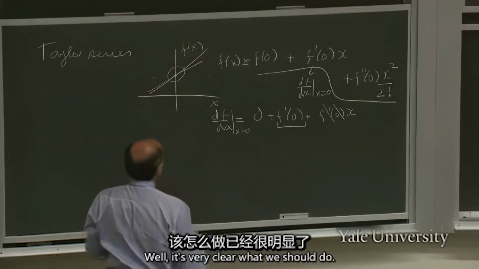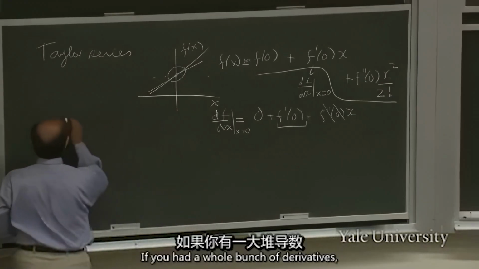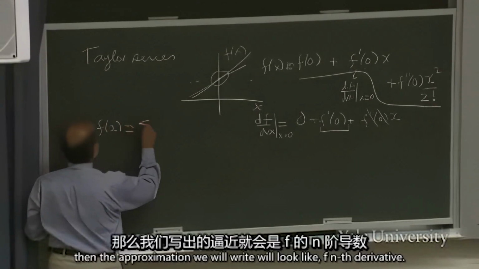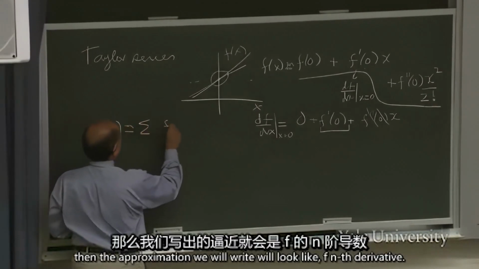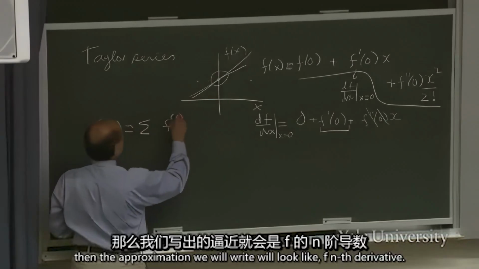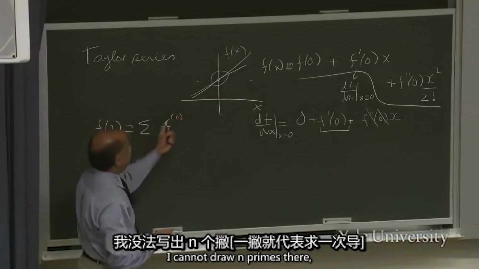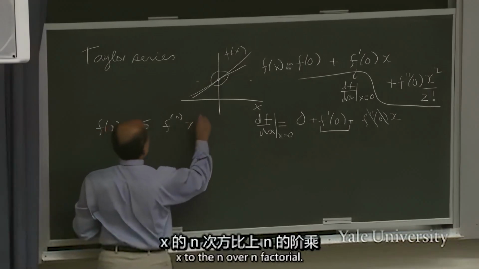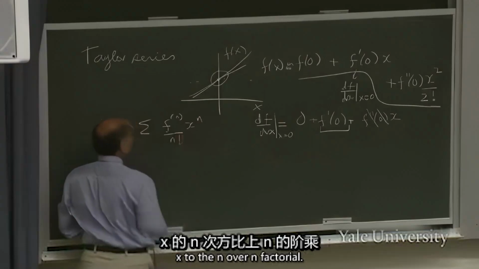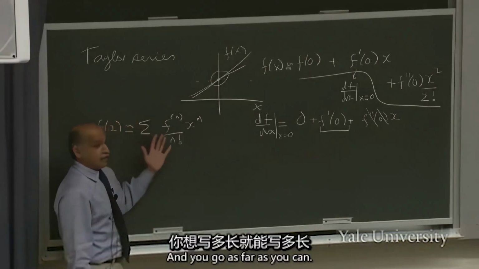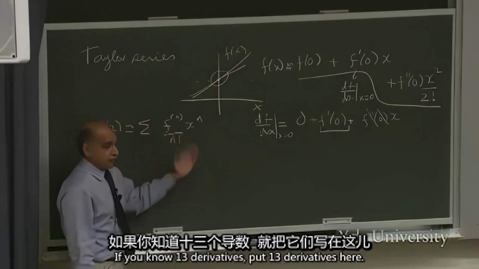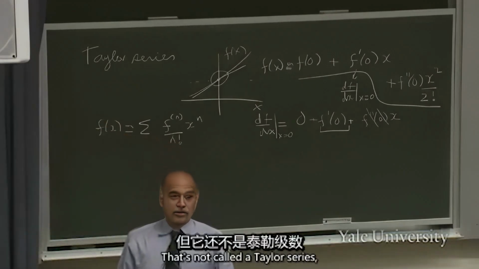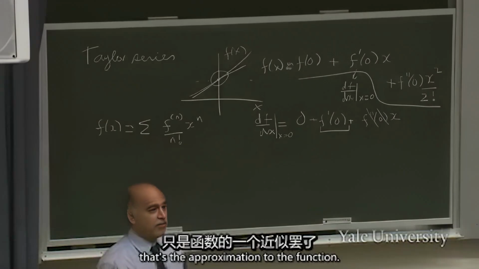Well, it's very clear what we should do. If you had a whole bunch of derivatives, then the approximation we will write will look like f nth derivative. I cannot draw n primes there, so n means n such primes. x to the n over n factorial. And you go as far as you can. If you know 13 derivatives, put 13 derivatives here. That's an approximation. That's not called the Taylor series. That's the approximation to the function.